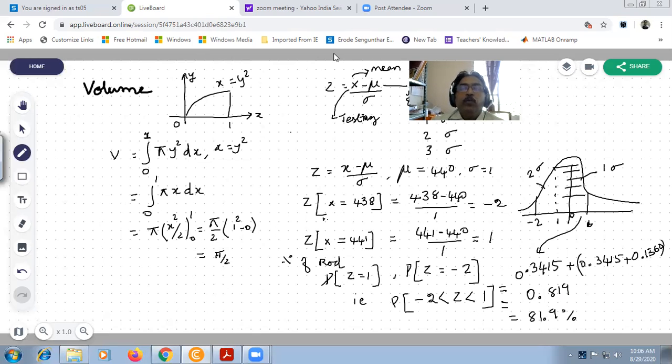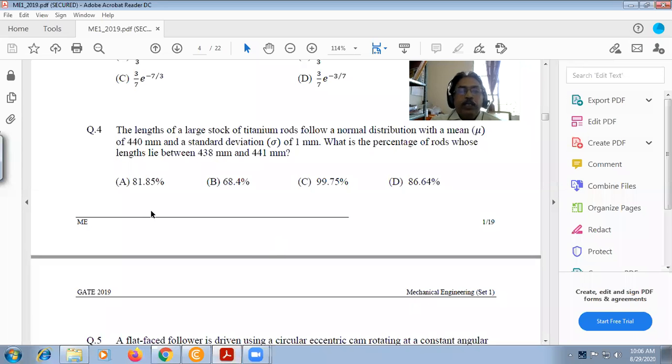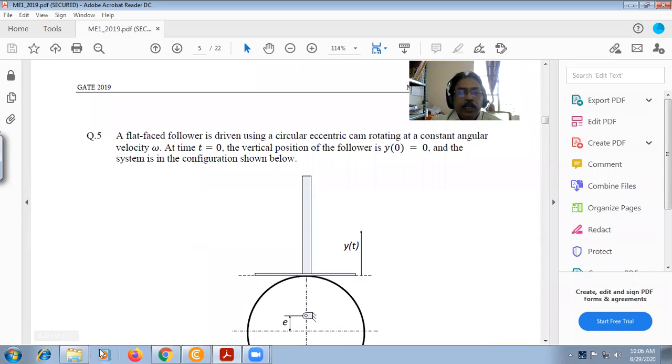So we can see that about 80% of the rod producers are not accurate. They have minimum one deviation, an assumed deviation from the problem. 81.9 is our answer. So the answer is 4. So this is the problem which we have.